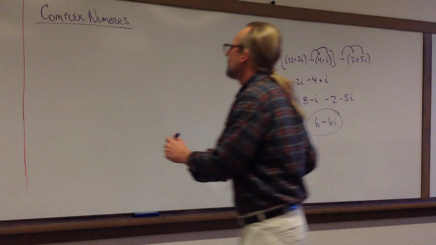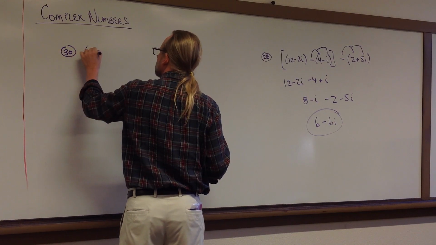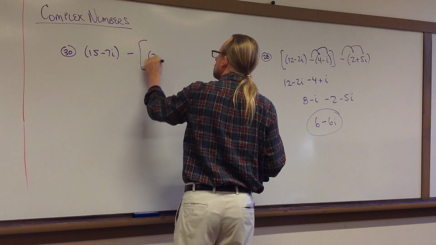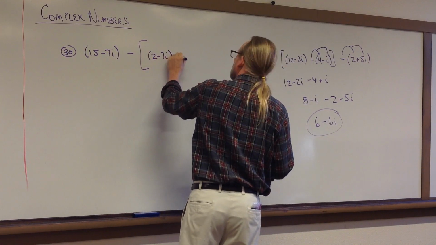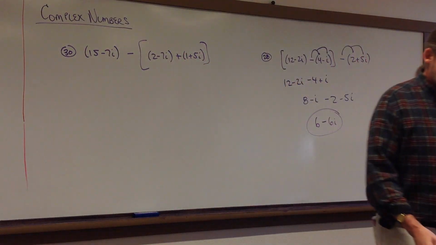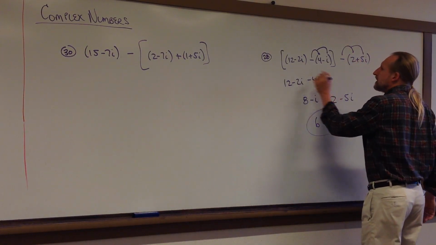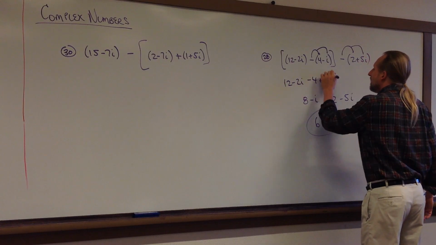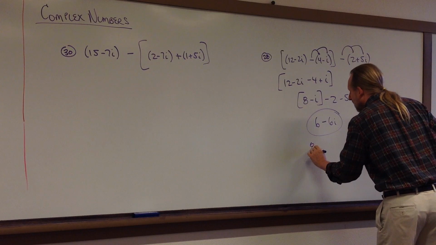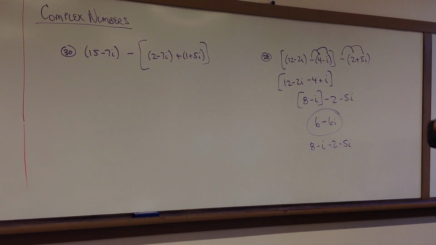Okay, let's look at number 30. Number 30 is a little bit tricky. Here we've got 15 minus 7i, and then minus in front of the brackets, 2 minus 7i plus 1 plus 5i. Now if you look at problem 28, I didn't really worry about the brackets because there was nothing in front of them, right? And so we can put the brackets here, we can put the brackets here. In the end, we're going to come out with exactly what I had written there before.